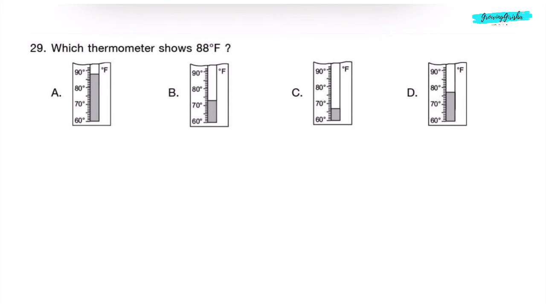Question 29. Which thermometer shows 88 degree Fahrenheit? First, we'll find out how much Fahrenheit the thermometer in option A measures. This is 80. So 81, 82, 83, 84, 85, 86, 87, 88. So option A has temperature of 88 degree Fahrenheit. What was asked in the question? So correct answer is option A. We do not need to know the temperature shown on the other thermometers because we already have our answer.